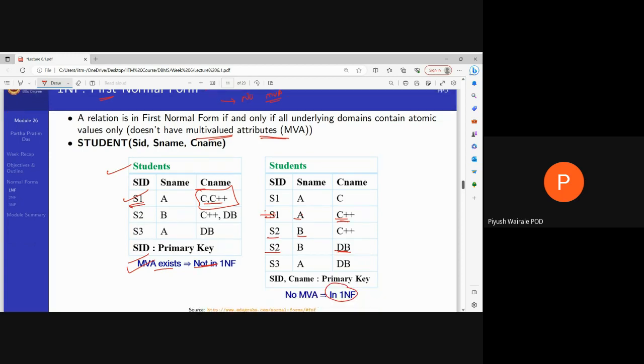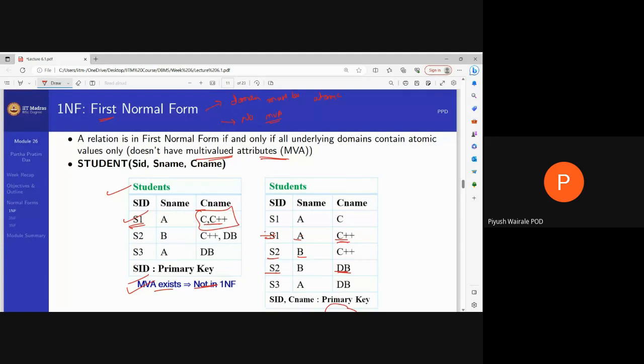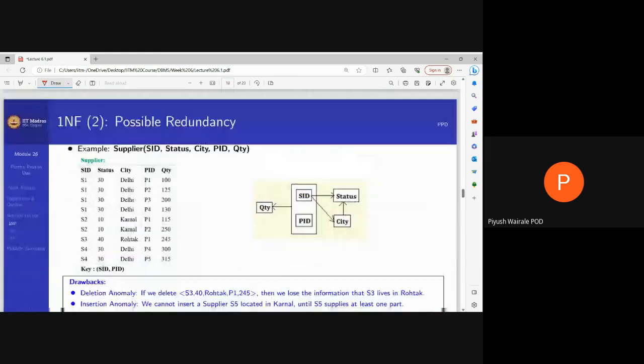Anyone, any doubt in the first normal form? It is simple: you should not have a multi-valued attribute, that's it. So that is first normal form.